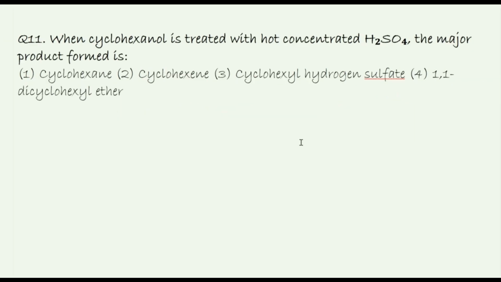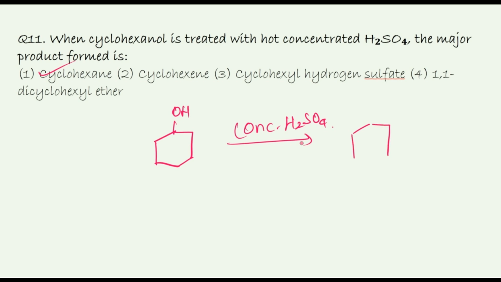When cyclohexanol is treated with hot concentrated H2SO4, the major product formed is? So what will happen? What is the duty of H2SO4? Dehydration, isn't it? So dehydration occurs. So alcohol loses a water molecule to form alkenes. So which of the products is our alkene? Cyclohexene, isn't it? So from here, a water molecule will get escaped.